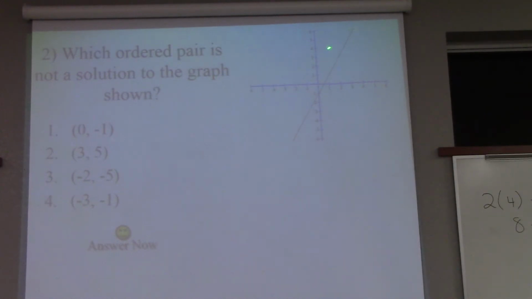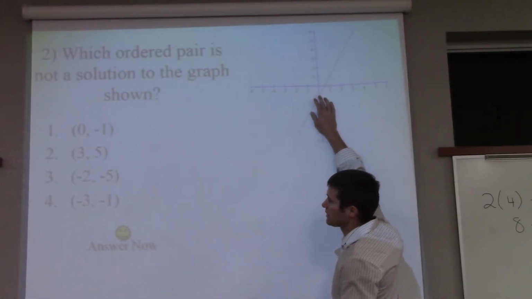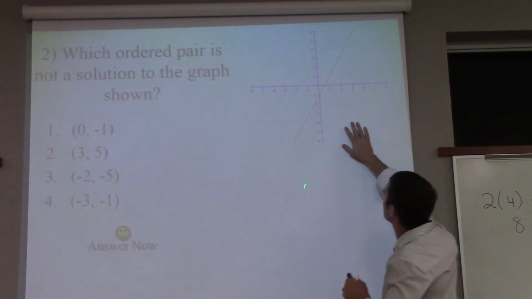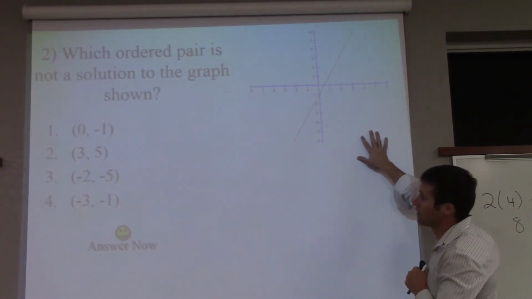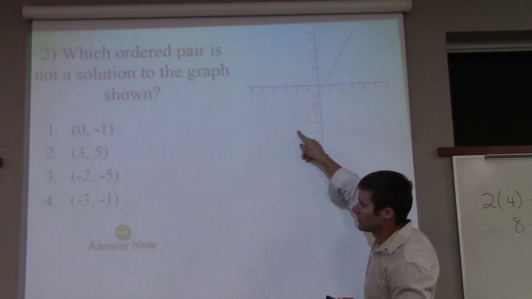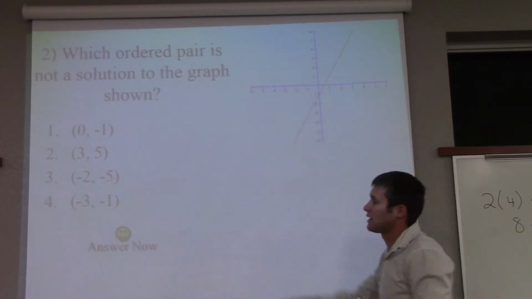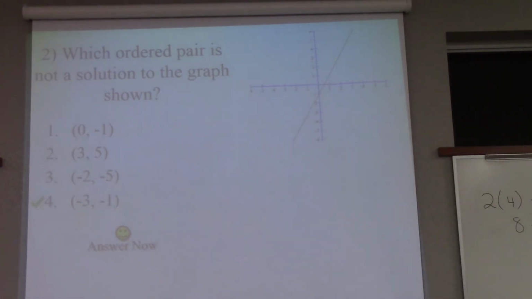So you can also check using the graph. If I have this line here, it has 0, negative 1 on it. Yeah, that's on. 3, 5: go over 3, up 5 is right there. That's on the line. Negative 2, 5 is right here. That's on the line. Negative 3, 1: that's not on the line, so it's not a solution. So it's actually easier to check it on the line than it is to plug in the values, I would say.